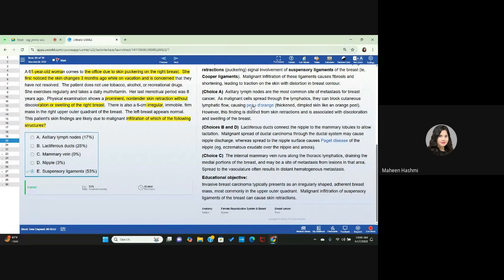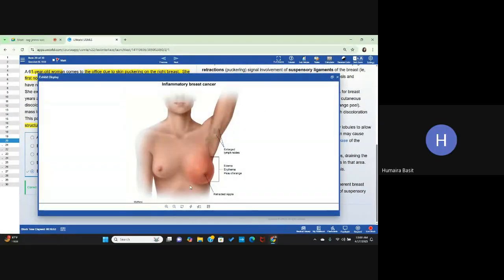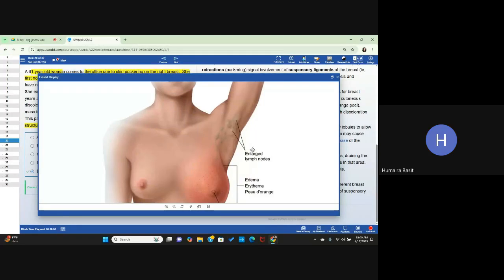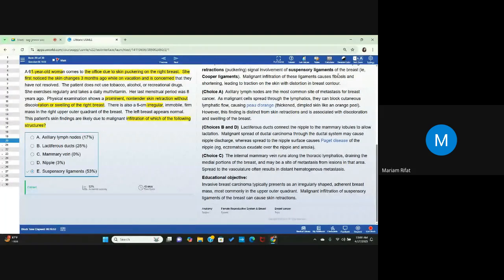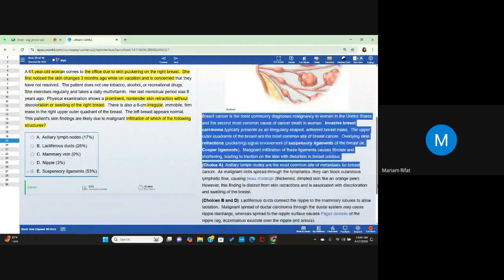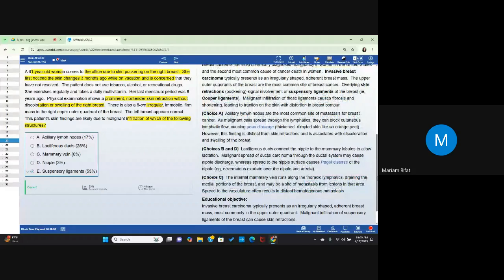Where do you see peau d'orange? Orange peel consistency. When the carcinoma spreads through the lymphatics, it gives the appearance of a pudgy orange peel. In what disease do you see that? Malignancy, and Paget's disease of the breast too. You also see peau d'orange in Paget's disease.